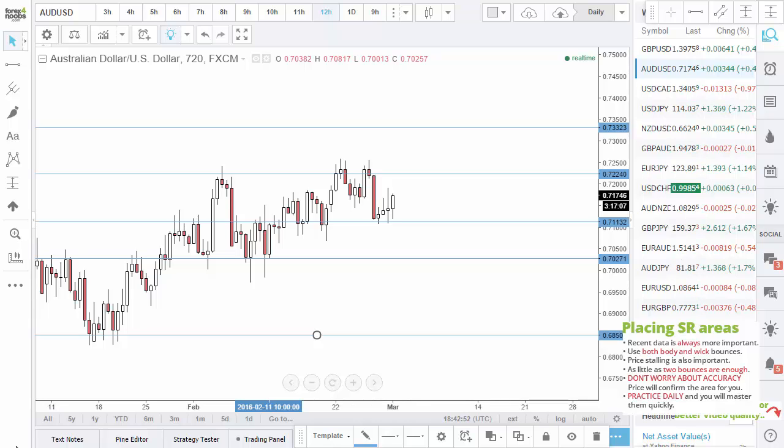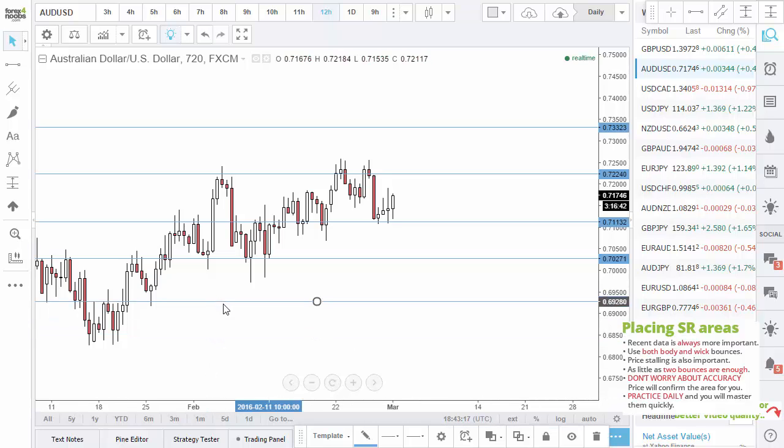So if you get it wrong the first time, you shouldn't be too concerned. They don't have to be perfect. You place them the best you can, and then you let price confirm them for you, because that's what's important at the end of the day. That's what price action is. It's about what's happening right now and what price is doing now, not what it did 6 months ago, not what it did a year ago. It's about what price is doing now.